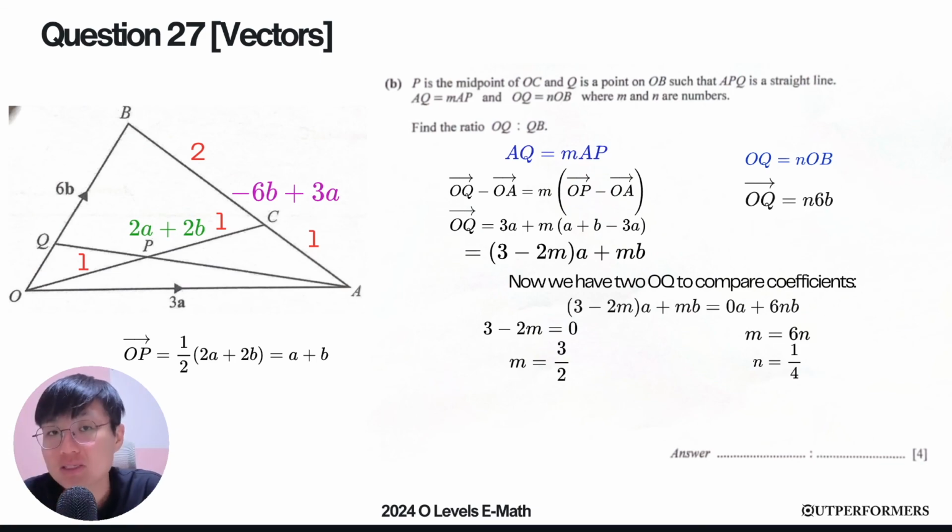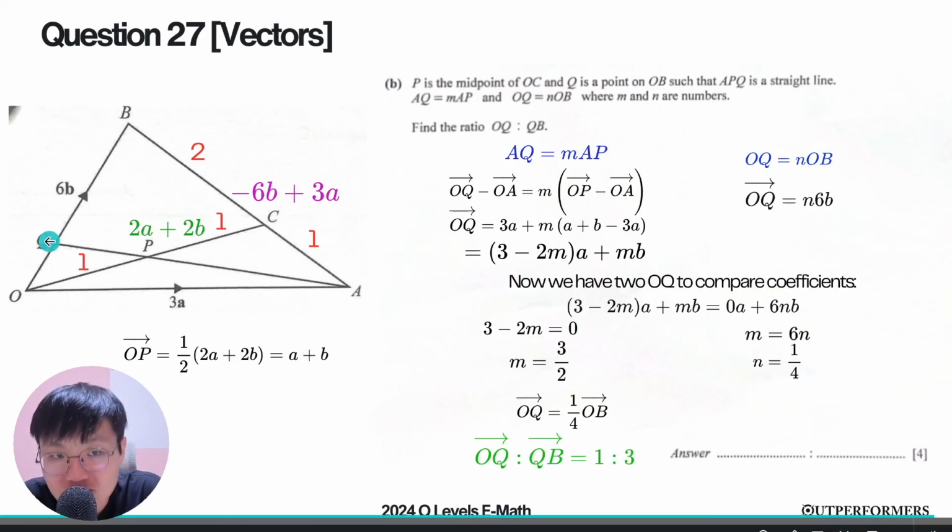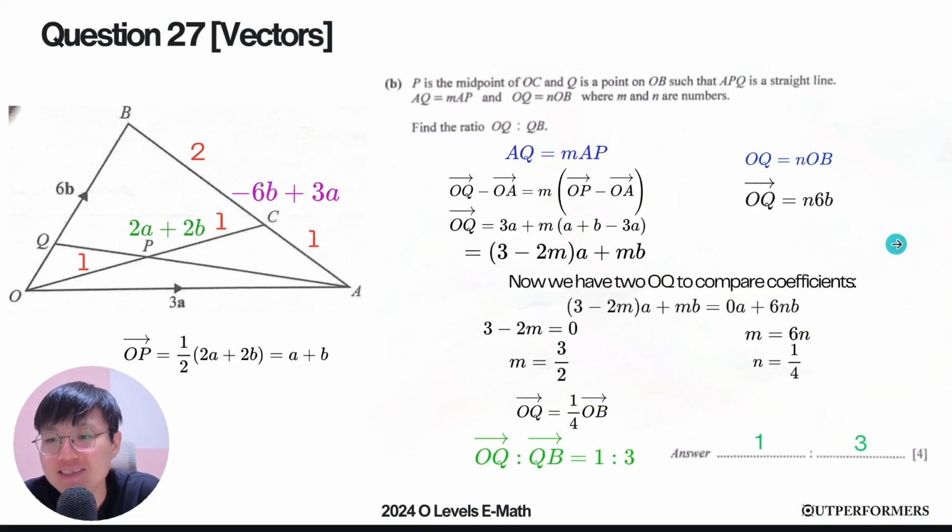But that's not it. The question is not asking for m or n. The question is asking for the ratio of OQ to QB. So when I sub it back in, we know that OQ is actually equal to 1/4 of OB. OQ is 1/4 of OB, which also means OQ is going to be 1 unit, while QB is going to be 3 units. Then we can insert our ratio over here.